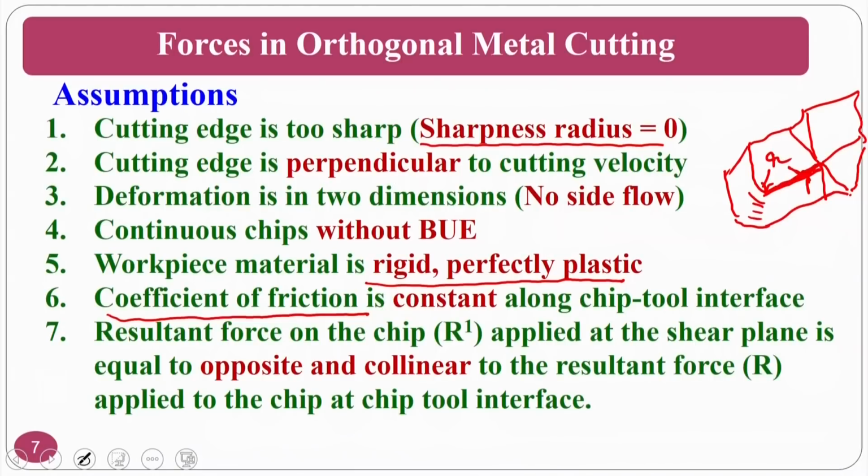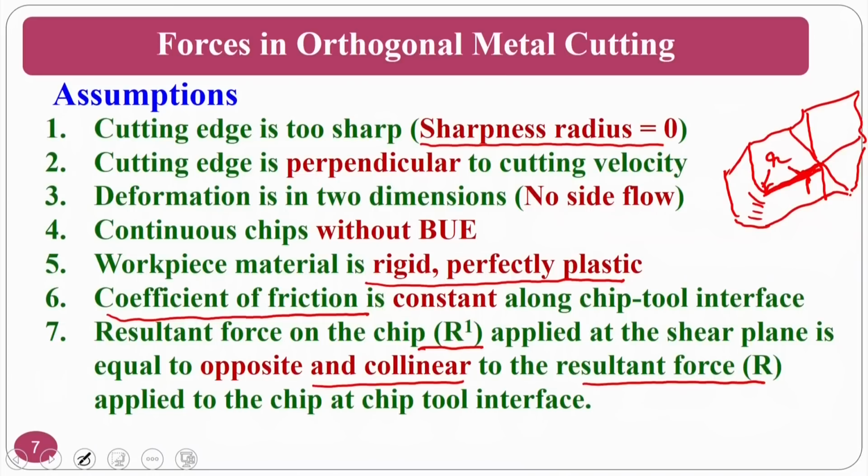If friction is X, that means throughout the chip tool interface it is constant, because we have 2 zones, one is a sticking zone, another one is a sliding zone. So practically speaking, there will be a slight difference in the coefficient of friction between the sticking region as well as the sliding region. However, we are assuming it is constant for this model. So the resultant force on the chip, that is R1, applied on the shear plane is equal, opposite and collinear to the resultant force.